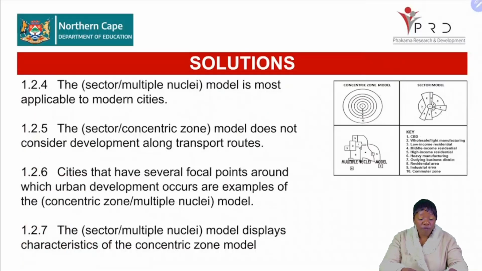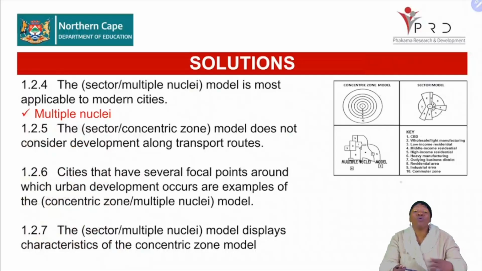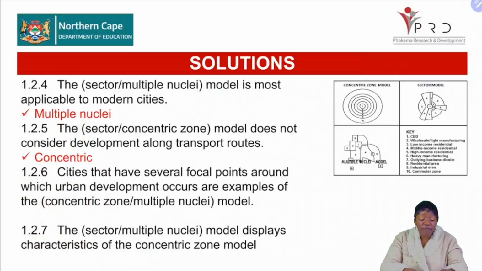Then your 1.2.4, the sector or the multiple nuclear model is the most applicable, which one is mostly used in the modern cities. Because modern cities have more resources, these are the cities that will also have your CBD, your residential areas, your industrial areas, as well as your commuter zone. So it is a multiple nuclear. Then your 1.2.5, the sector or the concentric zone model does not consider the development along transport routes. It's your concentric. Why? Because they are at the focal point, or they are circular, so they do not consider the development along the transport routes.